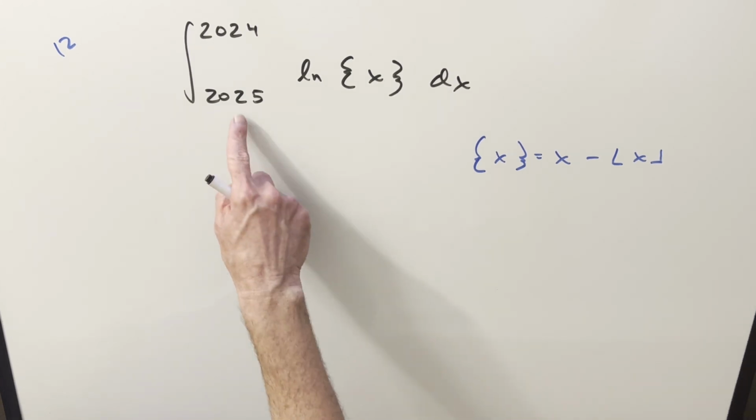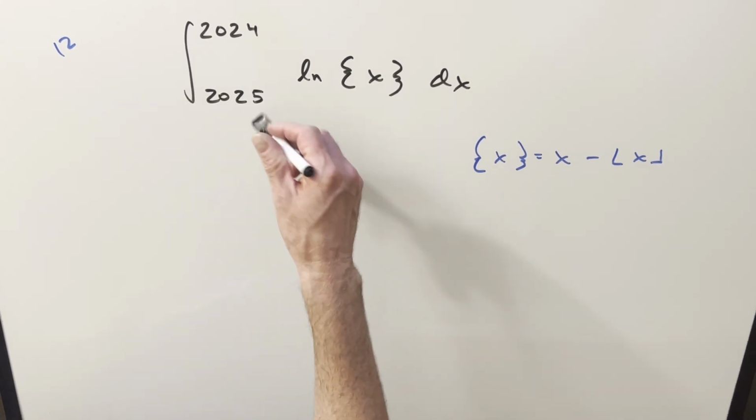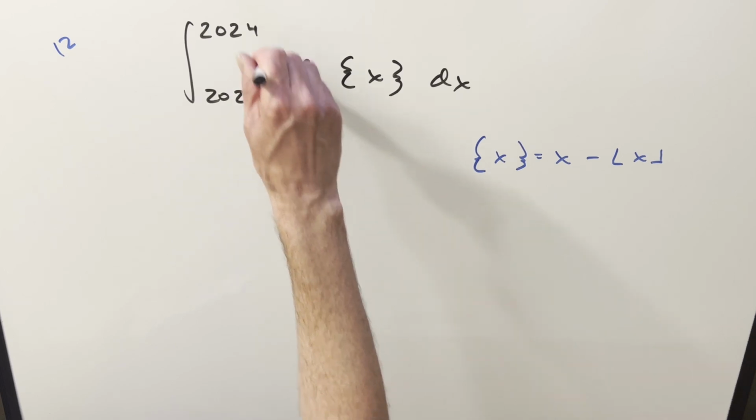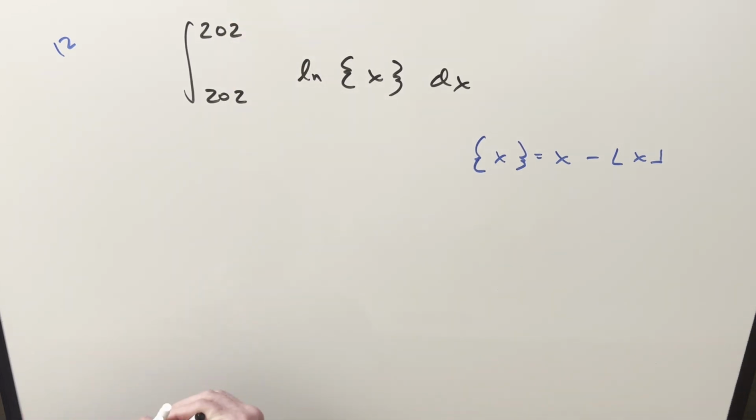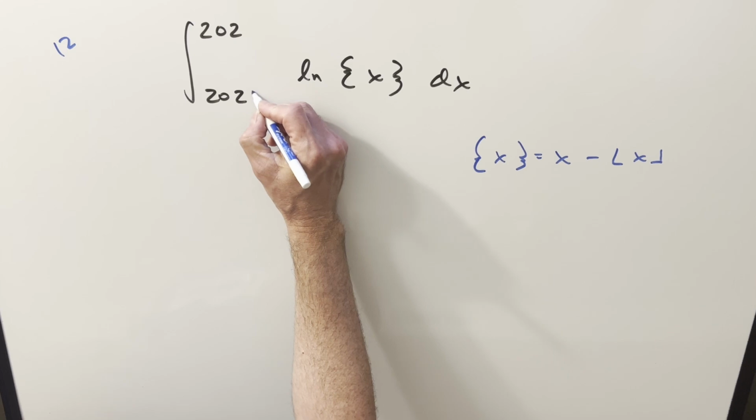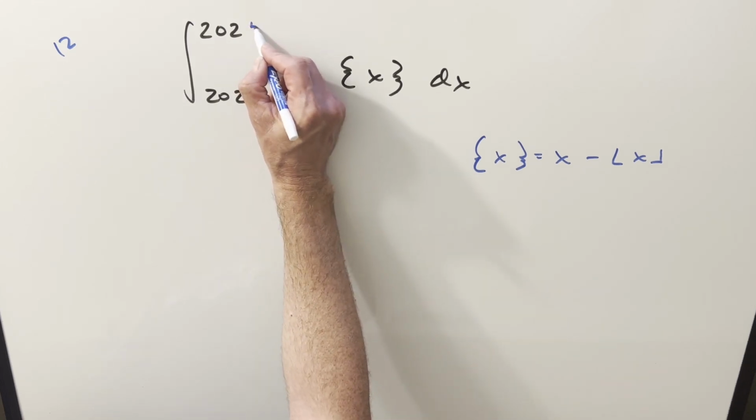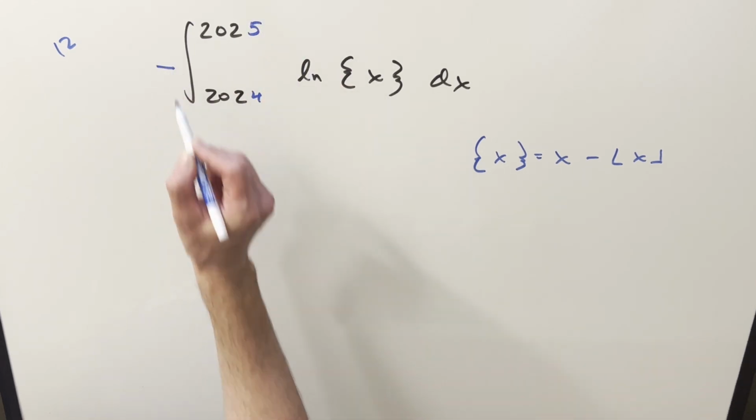First of all, I don't really like having the bigger number as the lower bound. I'm just going to fix that, even though we could just go ahead with it. Just to be polite, let's change that around. So I'm going to bring the lower number to the bottom and bring this up top. To do that, I just need to bring a minus sign out front.